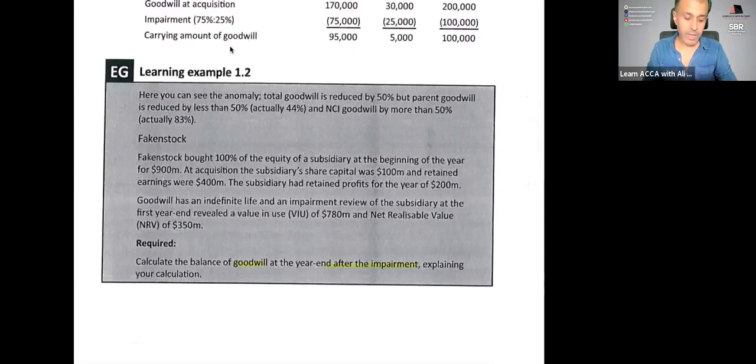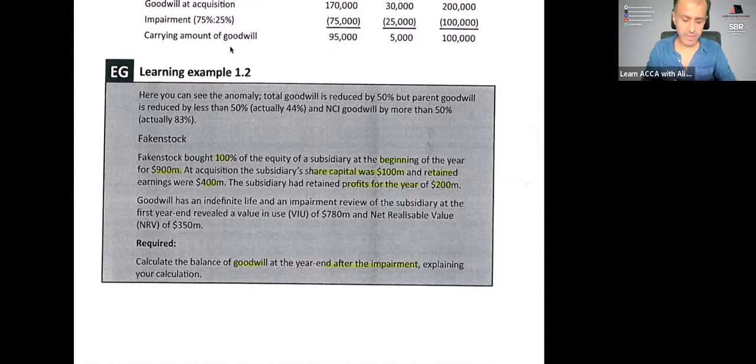So Ficken bought 100% of the equity shares at the beginning of the year for this much. So no NCI is involved. At the date of acquisition, the subsidiary's share capital was this much and the retained earnings were this much. The subsidiary had got retained profits of 200 million.